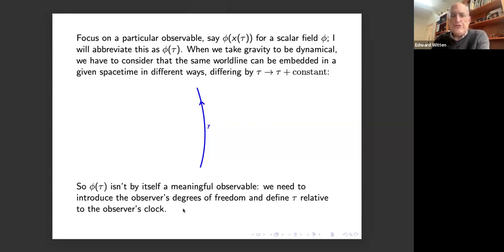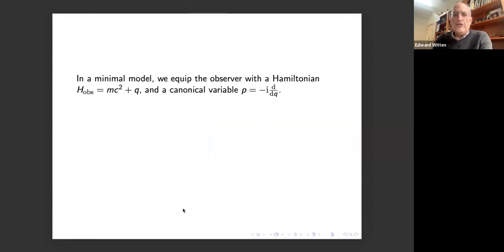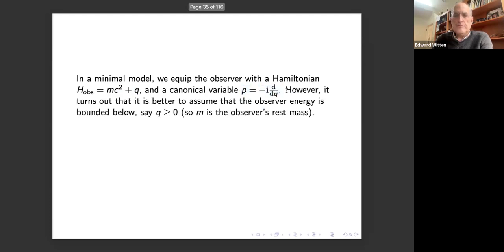We need to introduce the observer's degree of freedom and define tau relative to the observer's clock. In the minimal model, we equip the observer with a Hamiltonian, which I'll call H observer, that's mc squared plus q. Mc squared is the observer's rest energy, and q is the clock Hamiltonian. And the variable canonically conjugate to q, I'll call p. However, it turns out that it's better to assume that the observer energy is bounded below, say by q non-negative, in which case m is indeed the observer's rest mass.